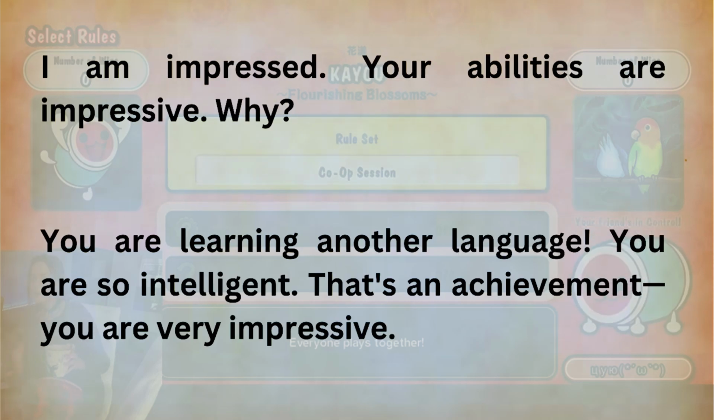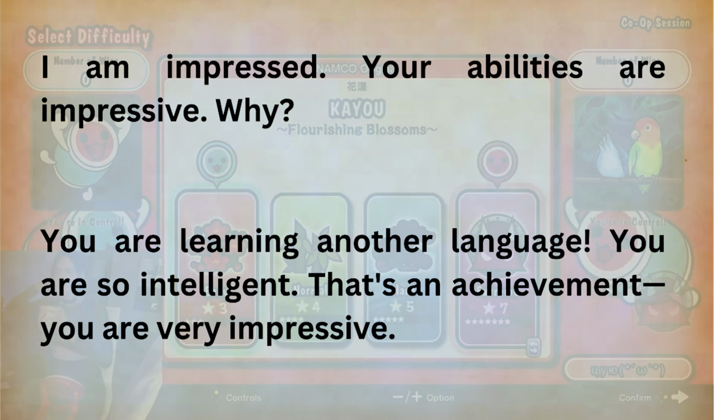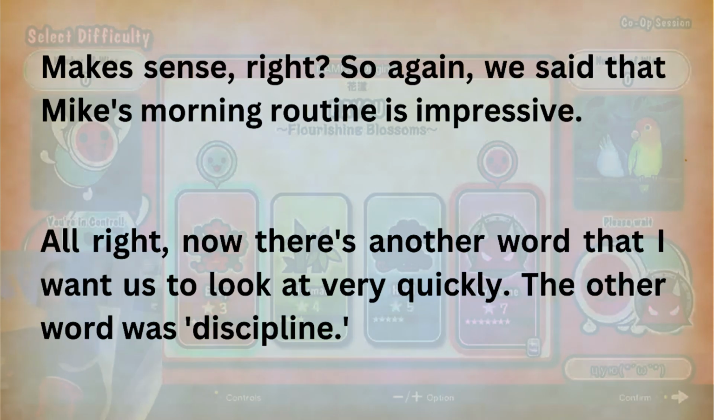For example, when I think about you as a student, as an English learner learning a second language, or for many of you, a third or fourth language, English is not your mother tongue. I am impressed. Your abilities are impressive. Why? You are learning another language. You are so intelligent. That's an achievement. You are very impressive. Makes sense, right? So again, we said that Mike's morning routine is impressive.